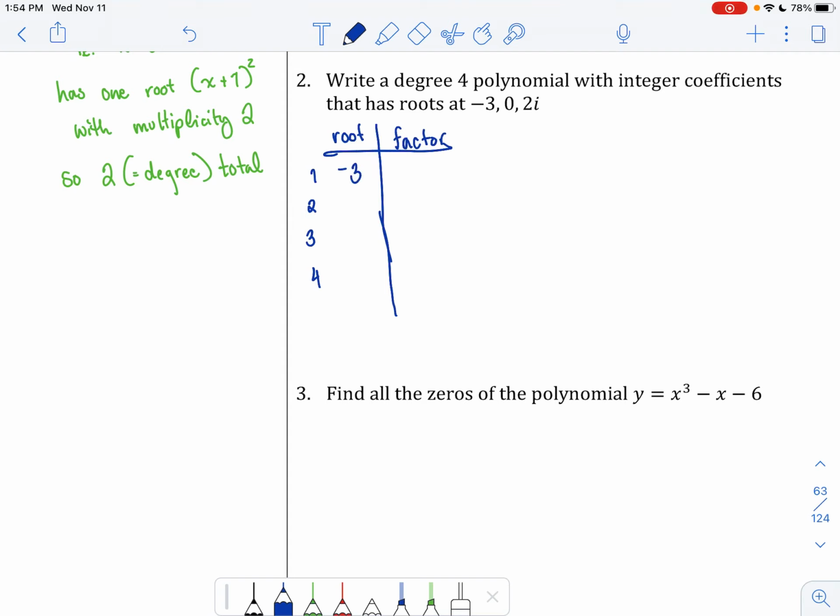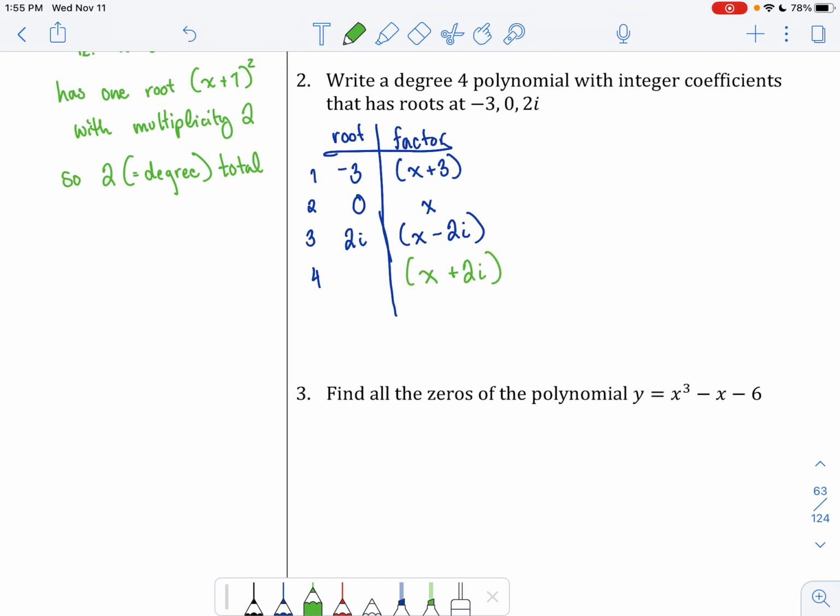Now, we're given 3 of them. We're given a root at -3, which means the factor is x plus 3. We're given a root at 0, which means the factor is just x. And we're given a root at 2i, which means the factor is x minus 2i. Now, the important thing here is that we have an empty spot missing, so we need one more factor. You're not just going to pick anyone, because we also have this integer coefficients requirement, which means that we need to make it so that we get rid of this imaginary number through factoring. If you remember what we need to do in order to have that, we need the conjugate.